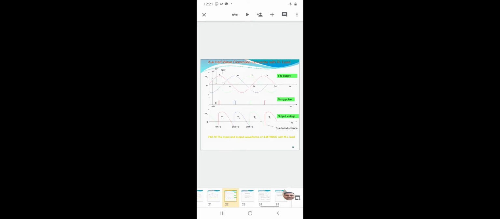You have to observe this one here. For discontinuous output voltage, 30 degrees is less than alpha is less than 150 degrees. This is your answer. So here 30 degrees is less than alpha is less than 150 degrees is the correct answer. Option B is the correct answer.